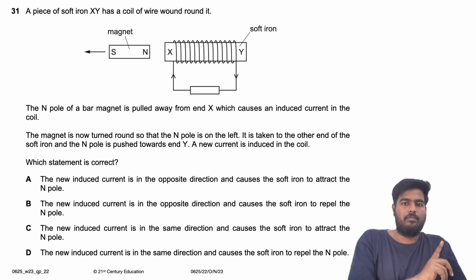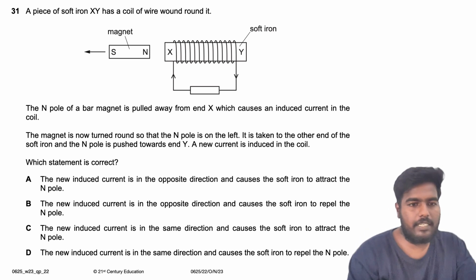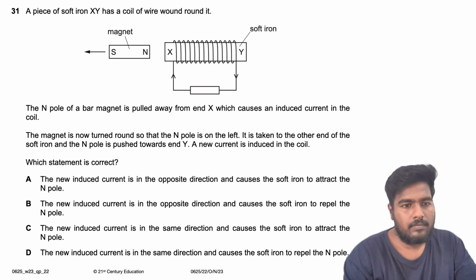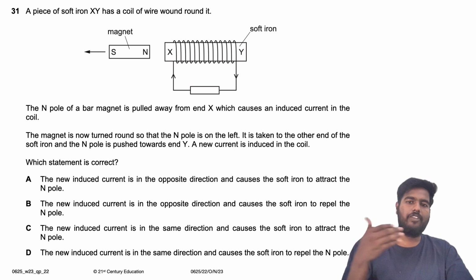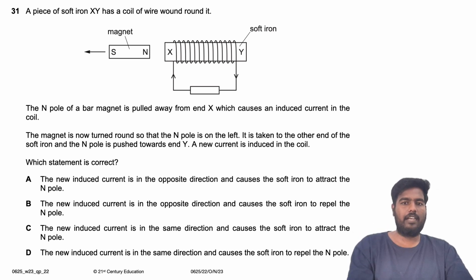First, it's going to repel because you are inducing current. Okay, so the attract options we can delete. So we have repel, B and D. Initially, the N is moving away from X, so it will give you negative voltage.